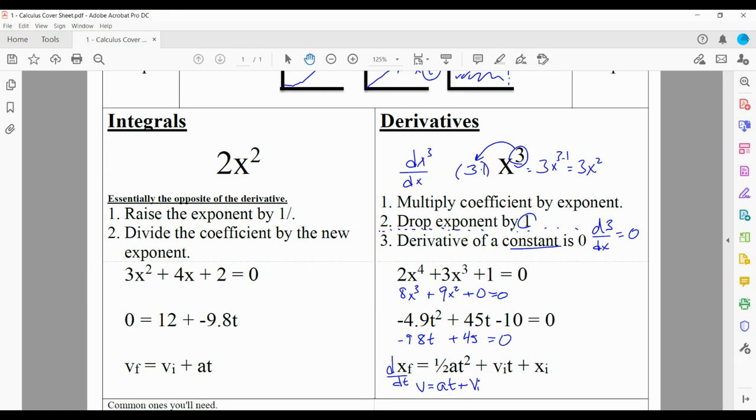And notice that we have this kinematic equation that when you take the derivative of it, you get another kinematic equation, vf equals vi plus at.